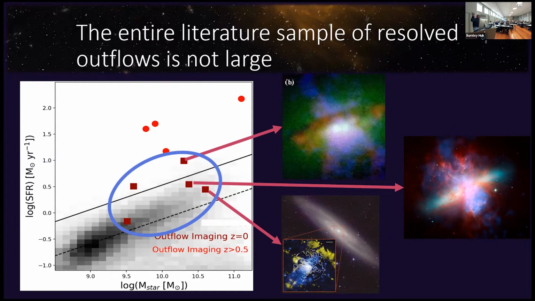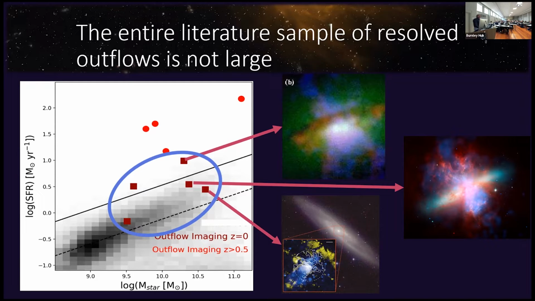I'm showing here star formation rate on the y-axis and stellar mass on the x-axis, and the shaded region is the SDSS sample of galaxies. These colored points are the galaxies for which we have resolved outflow observations. It's not very many, and in particular, I just want to draw our attention to the red squares, since they're the ones at redshift 0. That's where we start to get sub-kiloparsec resolution. Since we expect that the properties of outflows are likely changing on sub-kiloparsec scales, all of our simulations are being constrained by maybe 5 galaxies.